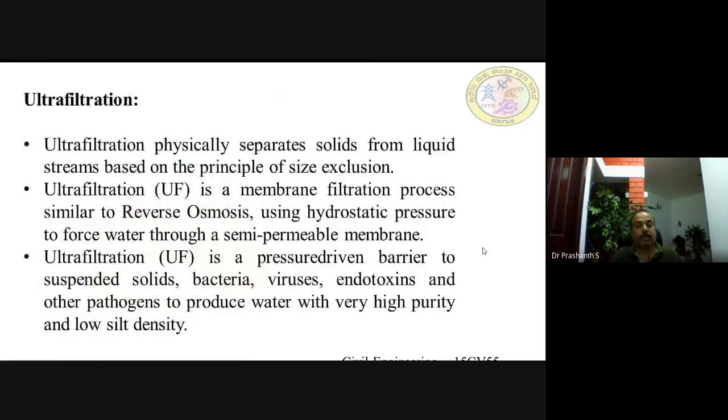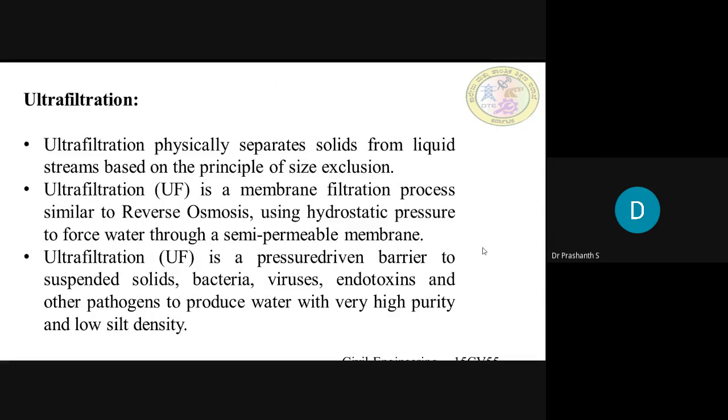Another sub-process is called ultrafiltration. Ultrafiltration physically separates solids from liquid streams based on the principle of size exclusion. It is a membrane filtration process similar to reverse osmosis, using hydrostatic pressure to force water through a semi-permeable membrane. Ultrafiltration is a pressure-driven barrier to suspended solids, bacteria, viruses, endotoxins, and other pathogens to produce water with very high purity and low cell density.